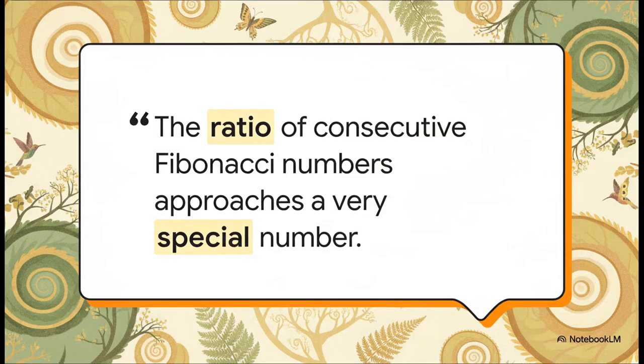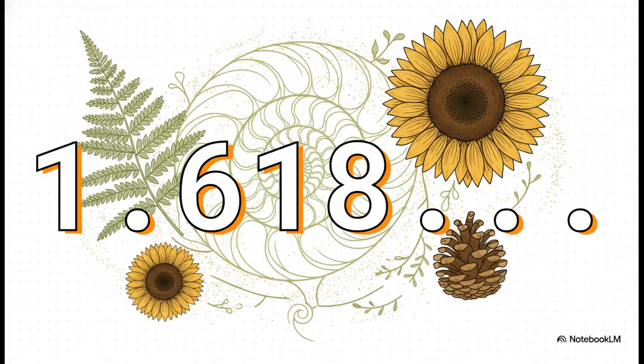But wait, it gets even cooler. The real magic happens when you stop looking at the numbers themselves and start looking at the relationship between them. So, what if you divide any number in the sequence by the one that came right before it? Well, something pretty amazing starts to happen. As you go further down the line, that ratio gets closer and closer to this one very special number, about 1.618. You've probably heard of it. It's called phi, or the golden ratio. It's a number that artists, architects, and mathematicians have been obsessed with for centuries.